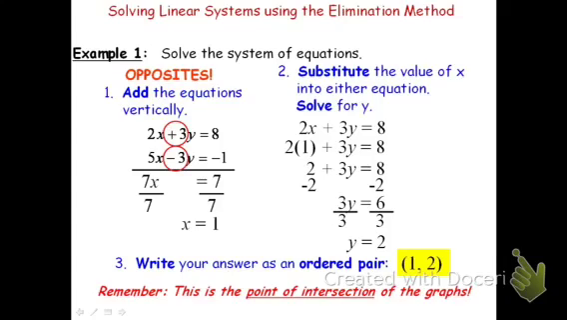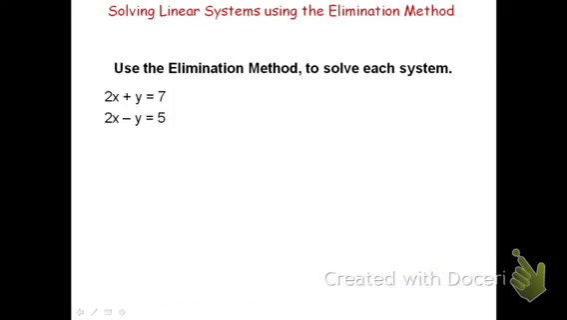Now let's look at another example. Here's another one I want you to try now. If you need to, pause the computer, work it out, and when you're ready, hit play again. I'll wait a moment. All right, I hope you worked it out.